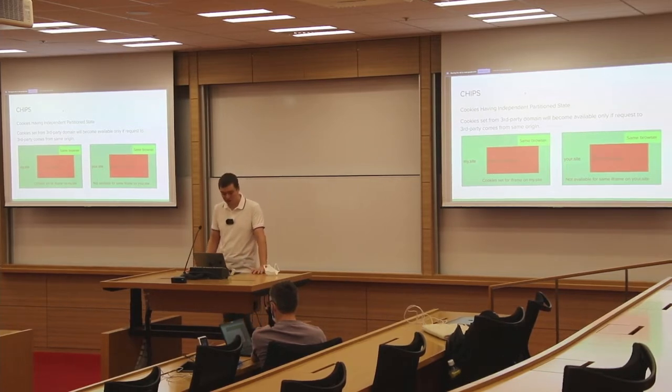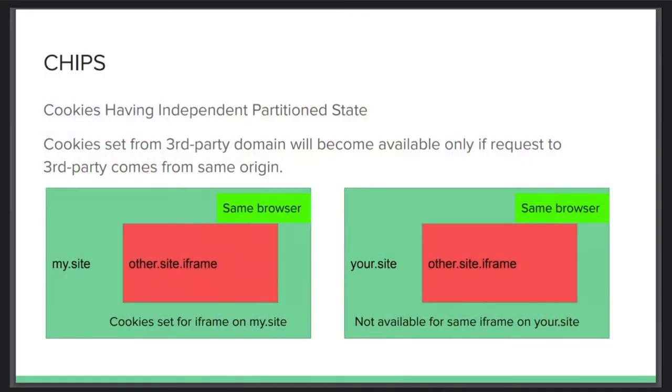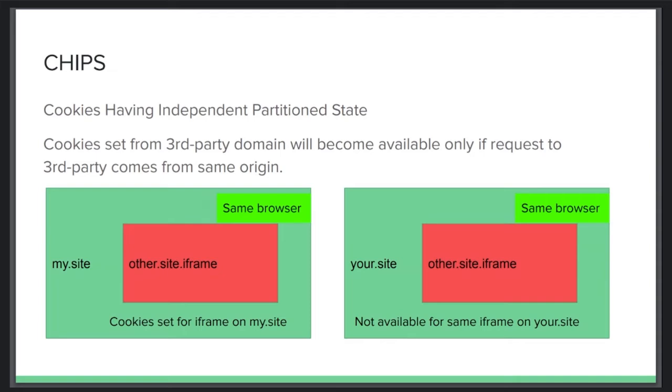What happens with these partitioned cookies? For example, you have a browser and you're opening some page. Inside the page you have an iframe from another site, and this other site will set a cookie. Right now, if you open the same iframe from the other site in a different website, these third-party cookies will be sent. Yes, it will be in the context of a different website, but the iframe is the same. And this behavior should be restricted in the future.